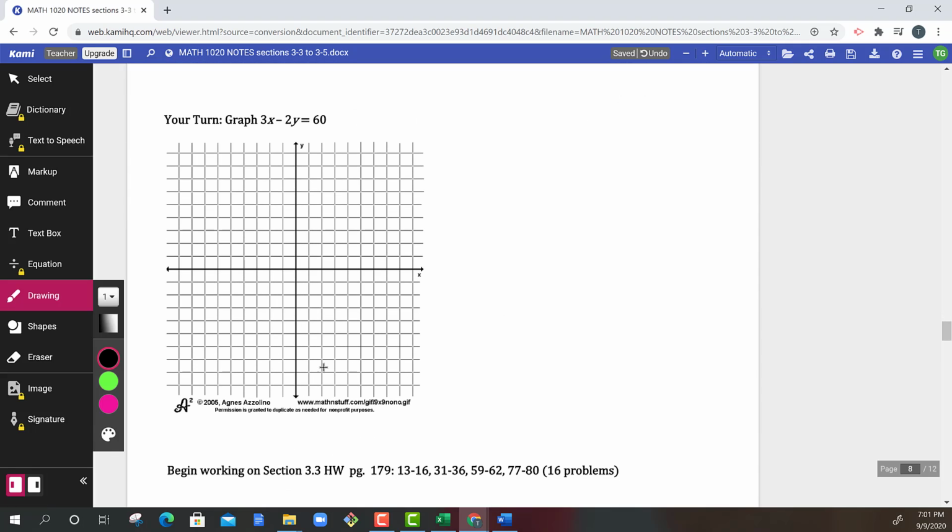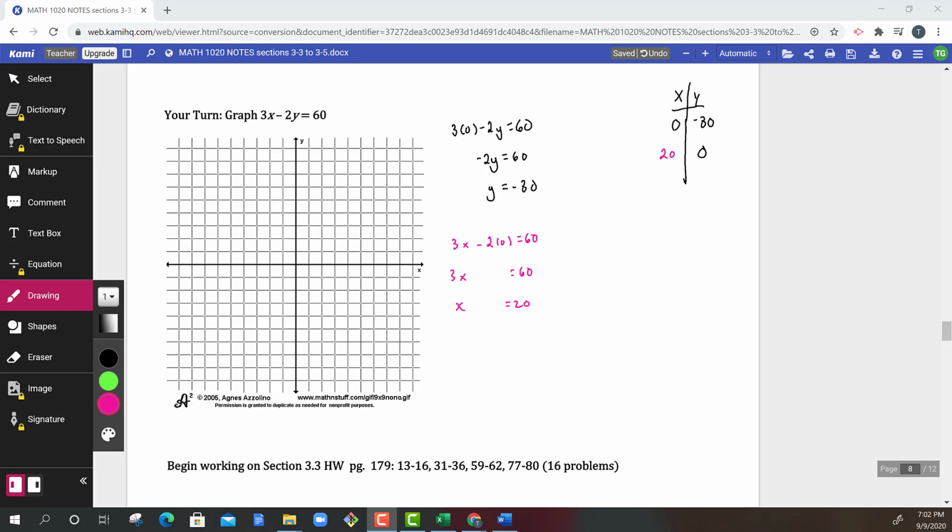All right, pause the video and try the your turn. So first off, those are the points that I got. 0, -30 for the y-intercept, 20, 0 for the x-intercept.